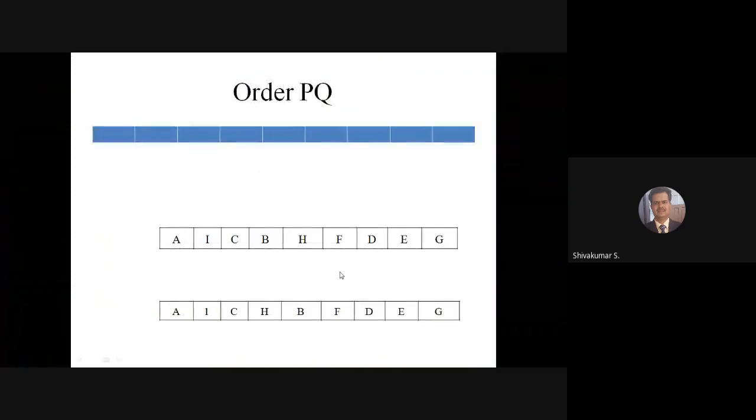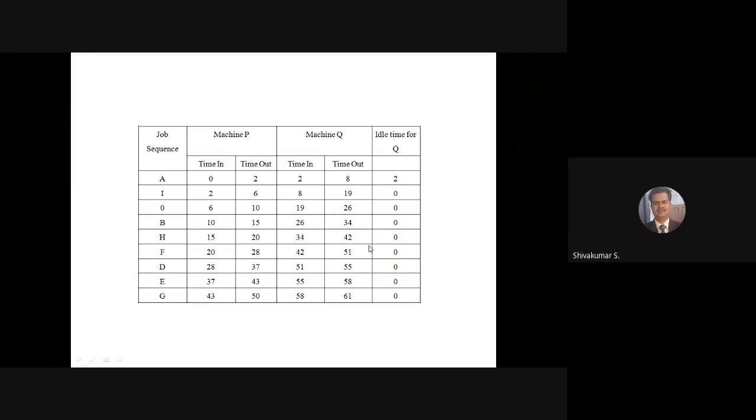Okay, now sequencing done. Remember, this order is not necessarily the same order. I told you already. A, I, it can be C, I, it can be H, B. F is going to be the same only. D, E, G, I can G here, E here, because of the same timings. Now, you please take down the table. Don't write anything. You just make a table.